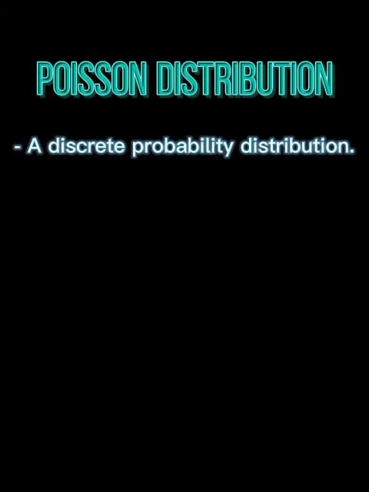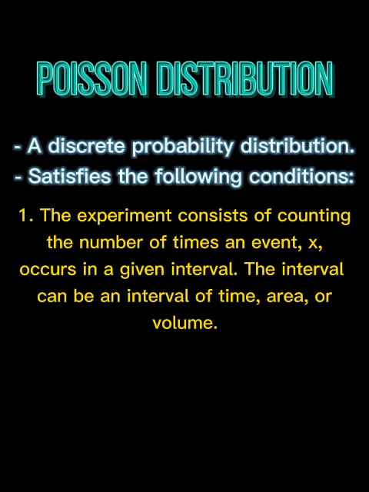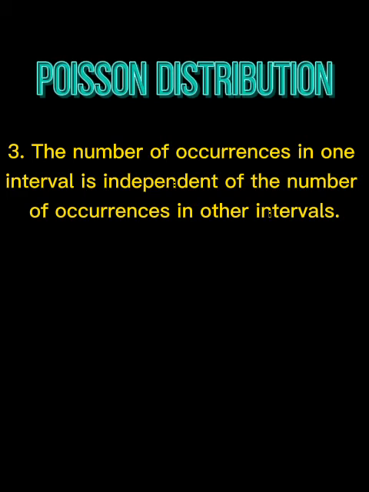Like geometric distribution, Poisson distribution is also a discrete probability distribution and satisfies the following conditions. First, the experiment consists of counting the number of times an event, x, occurs in a given interval. The interval can be an interval of time, area, or volume. Second, the probability of the event occurring is the same for each interval. Third, the number of occurrences in one interval is independent of the number of occurrences in other intervals.